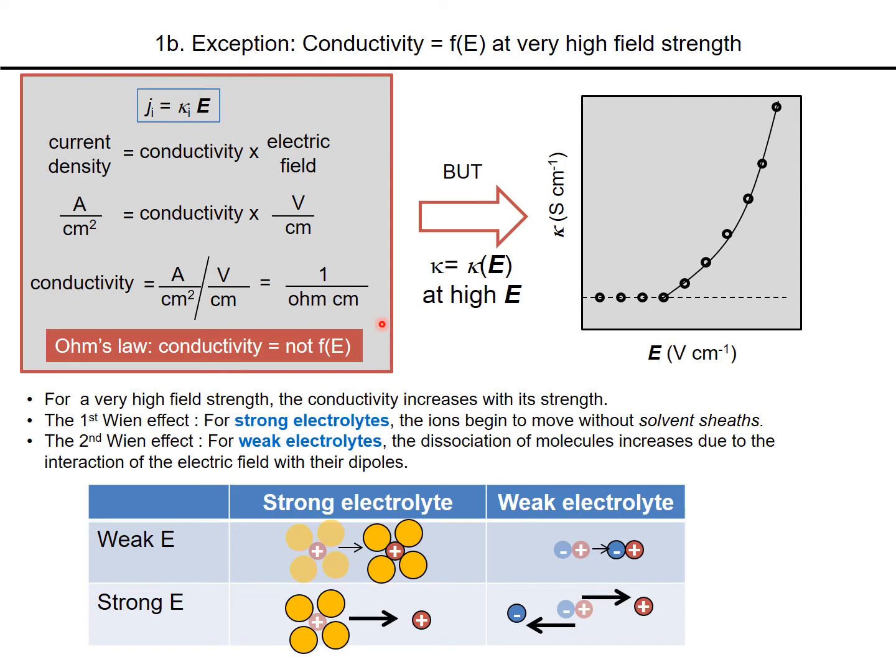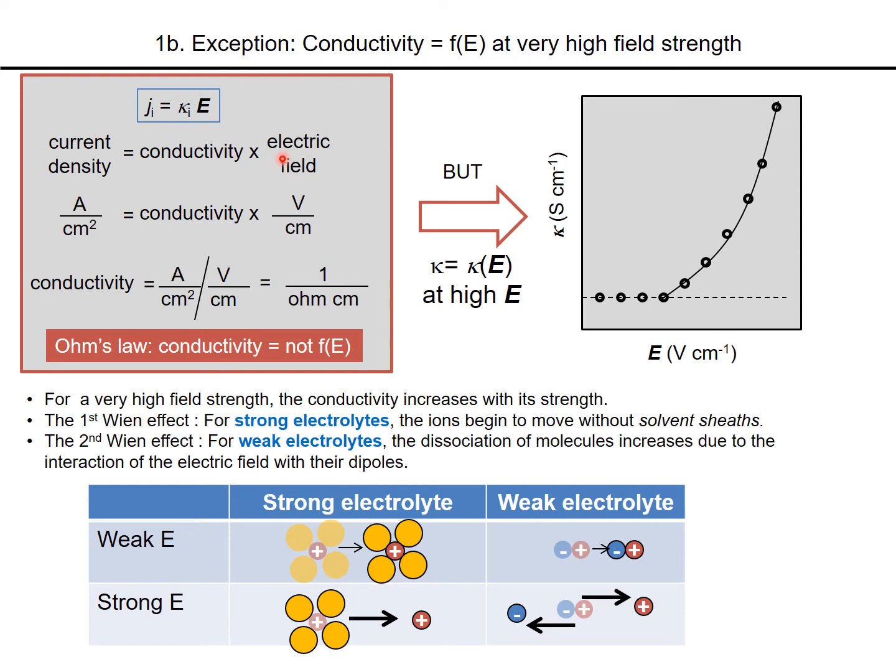One more thing. Actually, this equation is Ohm's law, V is equal to IR. V is related to E and I is related to J. So the inverse of kappa is resistivity. In Ohm's law, we assume that the conductivity or resistivity is not a function of electric field. Independent of electric field, you should have the same conductivity and resistivity.